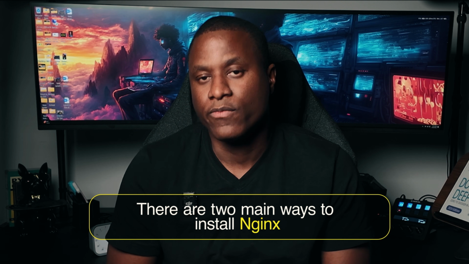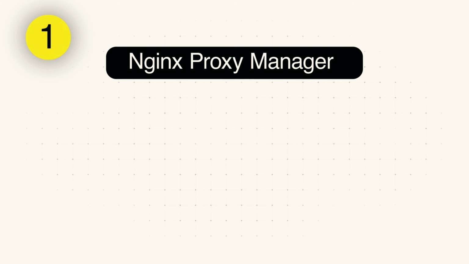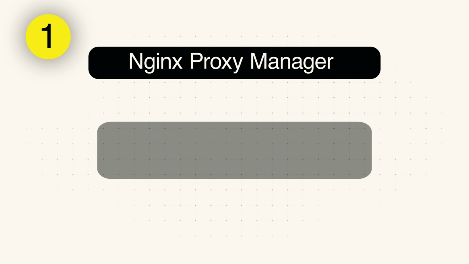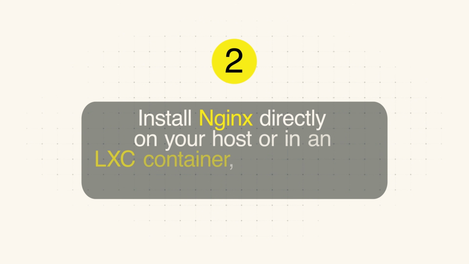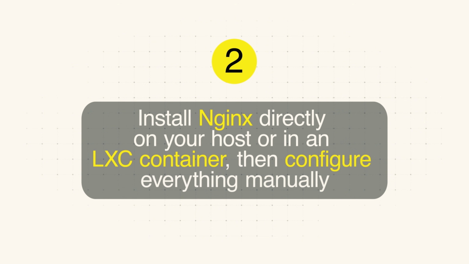For this setup, like I said earlier, we're going to be using NGINX, and there are two main ways that we can install NGINX. First, you have the NGINX Proxy Manager. This runs on top of Docker, and it gives you a really nice GUI for managing proxy hosts, SSL certs, and domains. Then there's the second option, where you install NGINX directly on your host or in something like an LXC container, and then you configure everything manually.